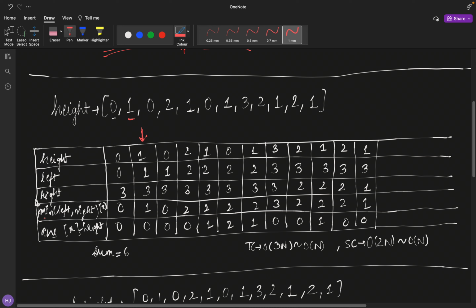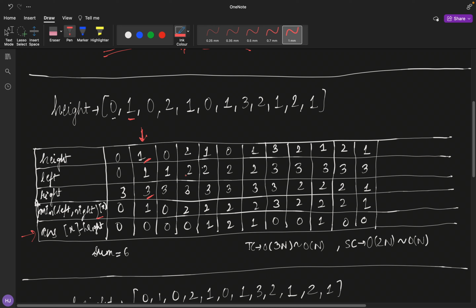So what we are basically doing is finding the leftmost tallest building for some given building, and the rightmost tallest building at that point, and then we are calculating the minimum of them. Then we calculate our answer, which is the minimum of left and right minus the height at that point, and we will simply calculate the sum of this answer array.